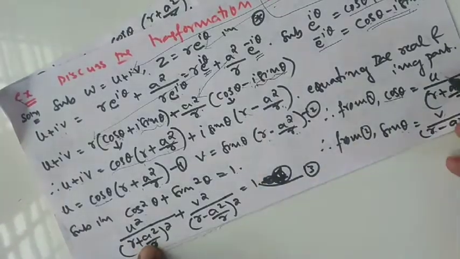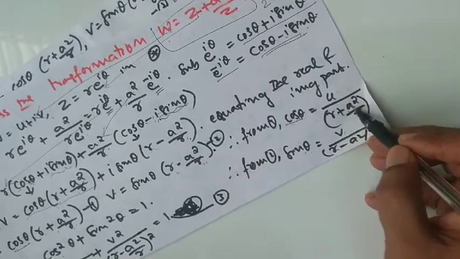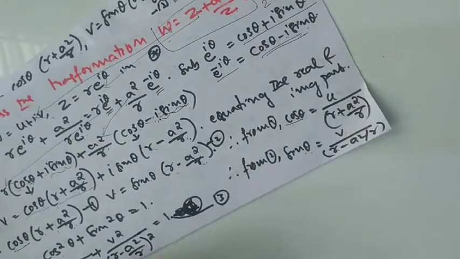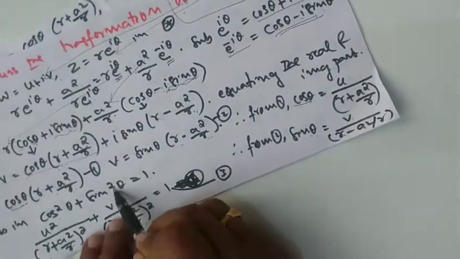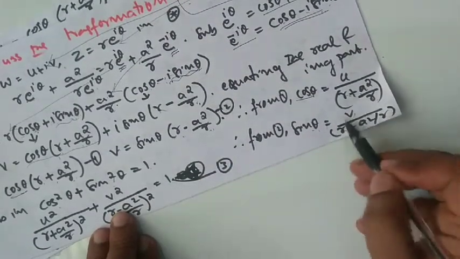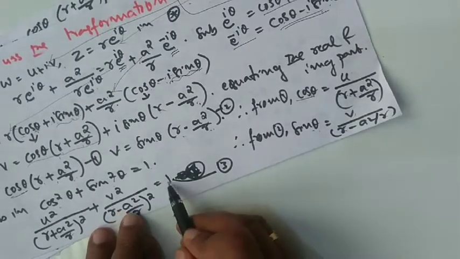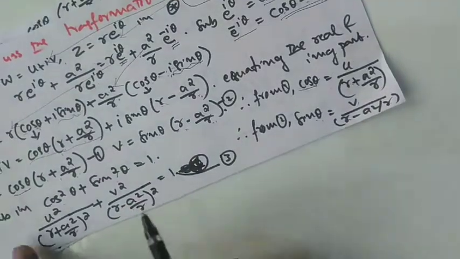Cos squared theta means you are squaring U by R plus A squared by R, whole square. I have written that. Sin squared theta is here: sin theta is V by R minus A squared by R. Square this, V squared by R minus A squared by R, whole square, is equal to 1. This is what I am having.